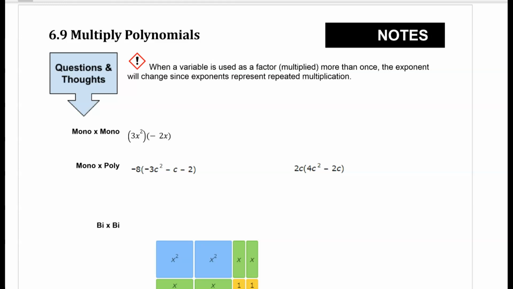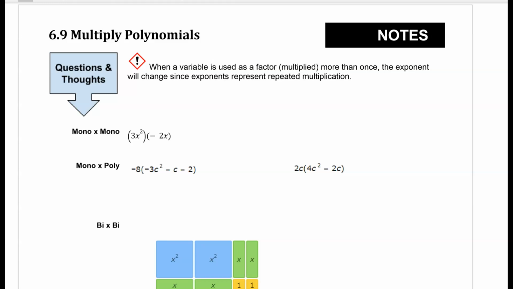In lesson 6.9, we're going to multiply polynomials. And just like we did with addition and subtraction, we started with a model and then we transitioned to using the process without the model. We're going to do the same thing with multiplication. We're going to start with the model like you did in the last lesson, and then we're going to apply that process to polynomials that maybe don't exactly fit that structure but follow the same process.